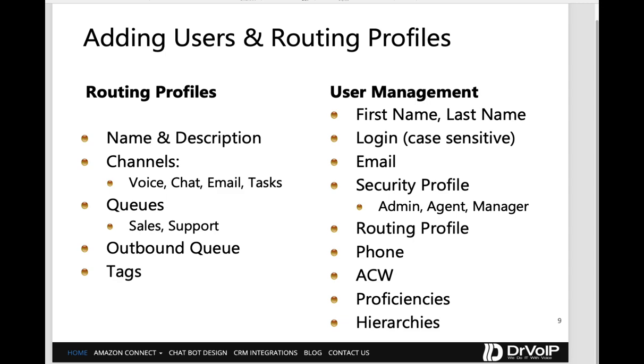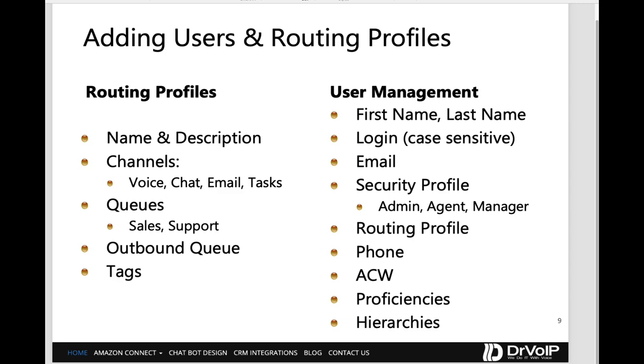So routing profiles and users are tied together. And basically the function of a routing profile is to couple a user with the queues and or channels that you expect them to participate in. So you might have one user who is a member of the support team and another user who is a member of the sales team. And you might have a user who is going to take calls from both. So to do that, we have to configure the routing profiles.